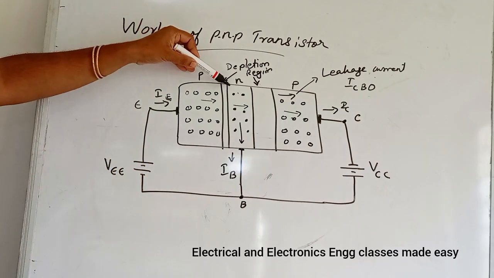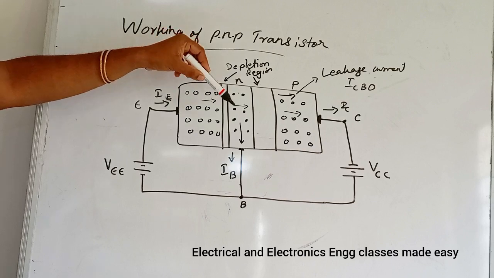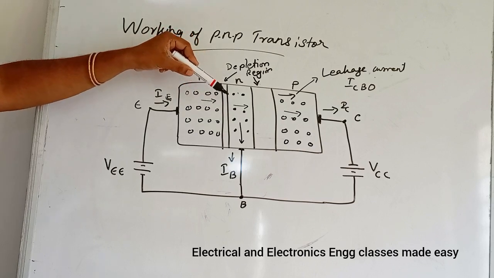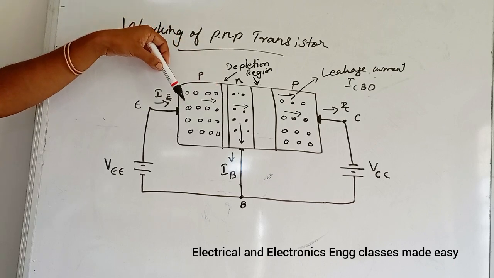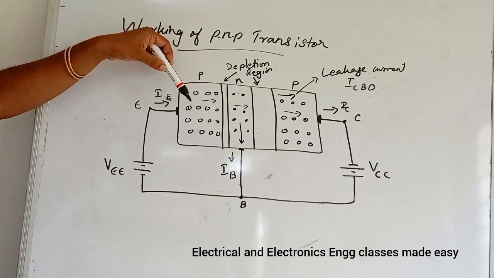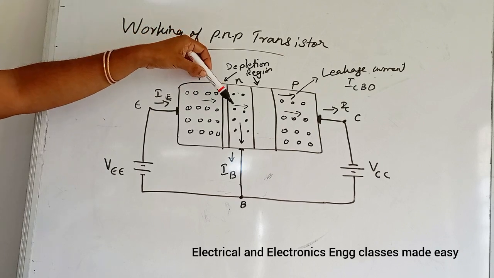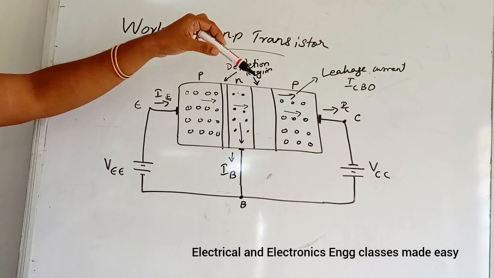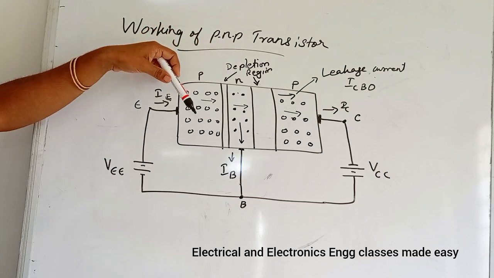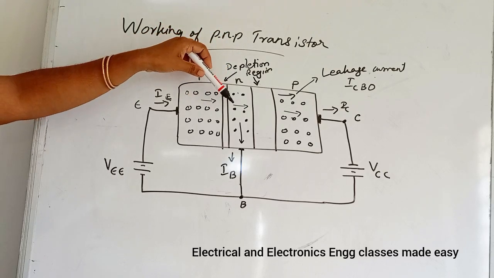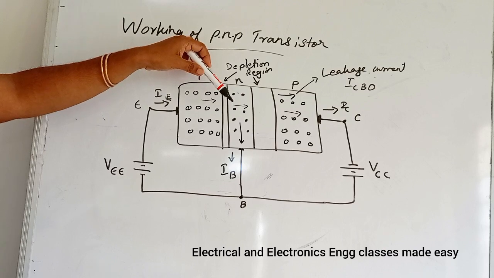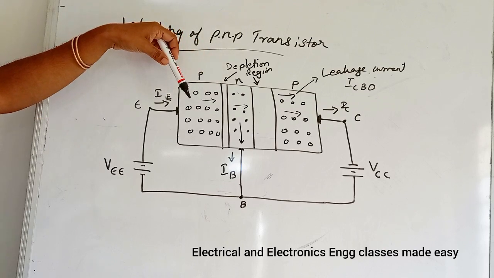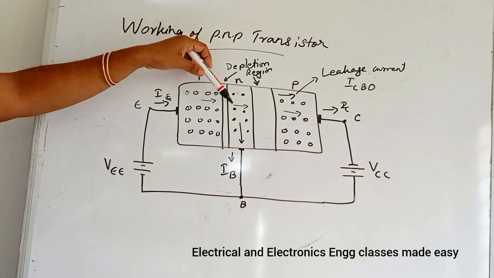Since the central region, that is the base, is very thin and lightly doped, the majority carriers that start from the emitter get very little chance to recombine in the base and cross the base region to reach the collector. Only a few majority carriers are lost due to the recombination.